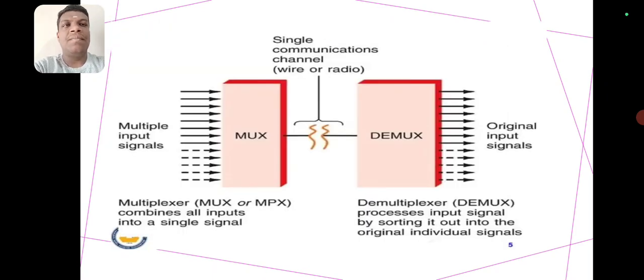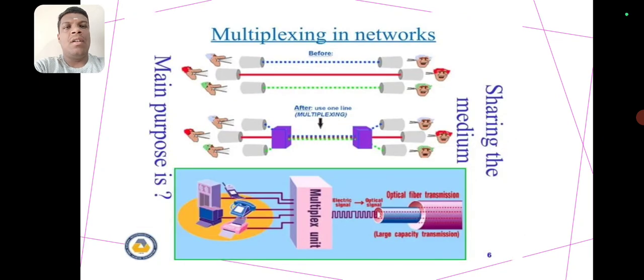You can see in the diagram that the multiplexer combines all the inputs into a single signal. The demultiplexer processes the input signal and individual outputs are given. The main purpose of this multiplexing network is that n input signals are joined in the multiplexer, passed through a single channel, and received at the different outputs.